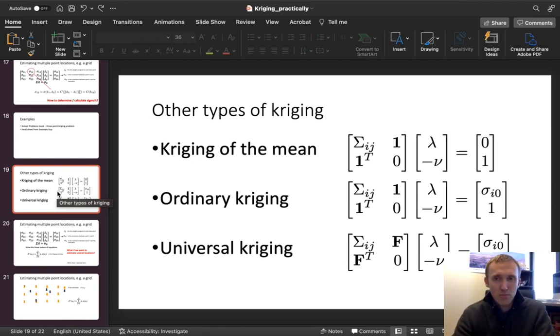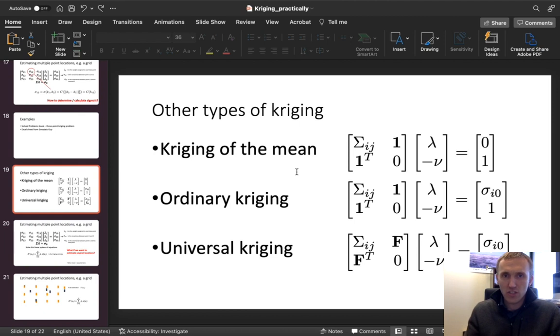So we've looked at simple Kriging so far. And I do a video where I go more in depth on these different types of Kriging. I'll post that later. But for now, let's just look at these briefly here. So we've had sigma ij times lambda is equal to sigma I naught. And you can see some combinations of those different variables here.